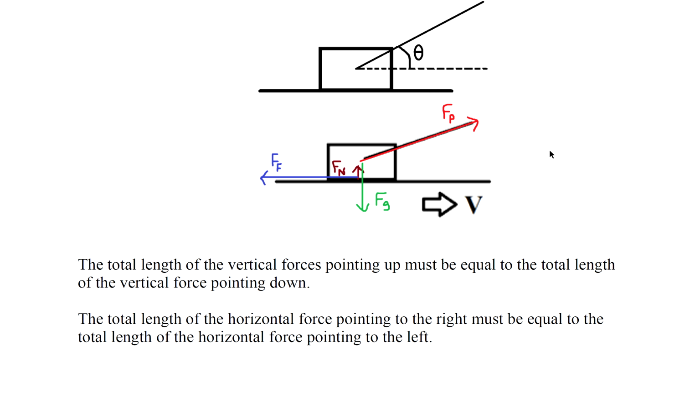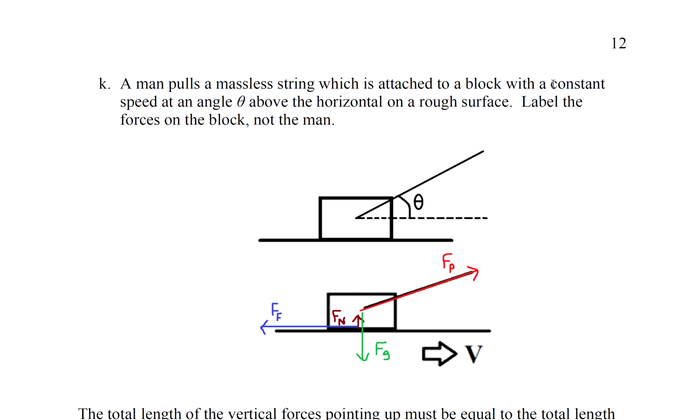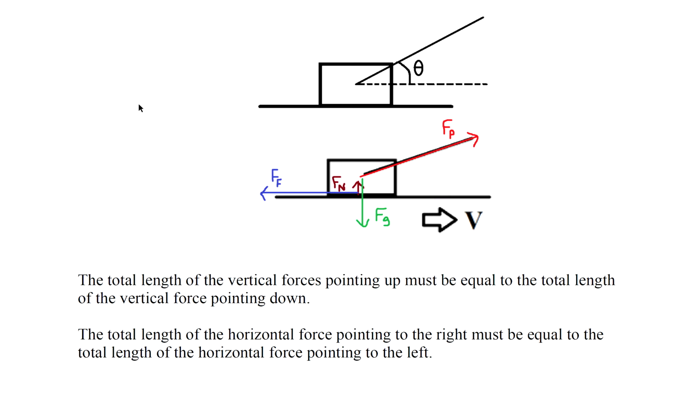That's because the total length of the vertical forces pointing up must be equal to the total length of the vertical forces pointing down. So what forces point up? We got force pull and force normal. So force of pull vertical plus force normal vertical should equal force gravity down. And it says that the block is moving with a constant speed. So sigma F equals ma. So force pull to the right should equal force friction to the left.